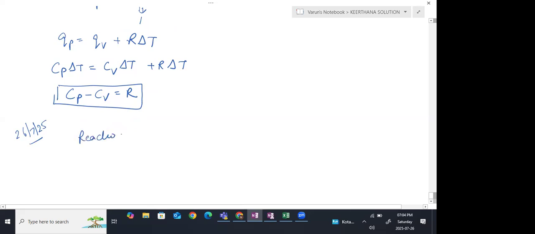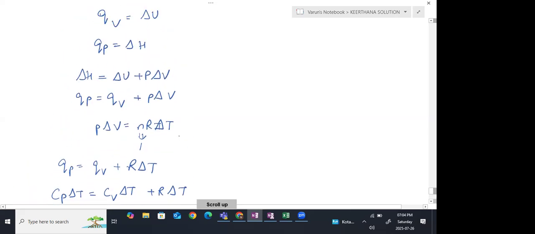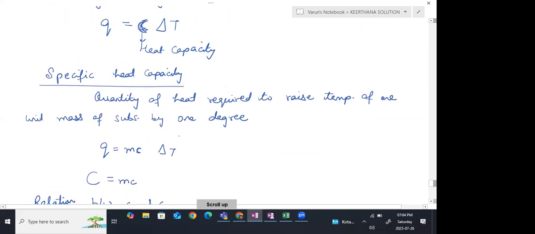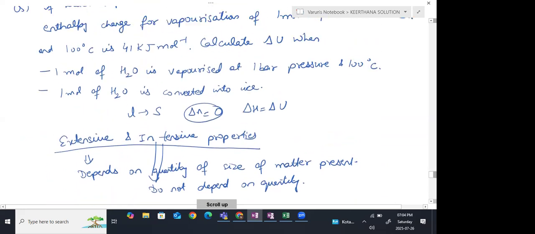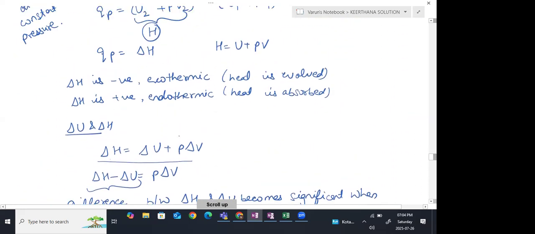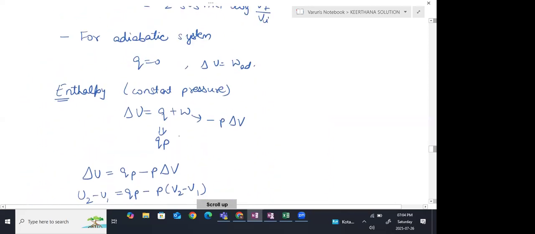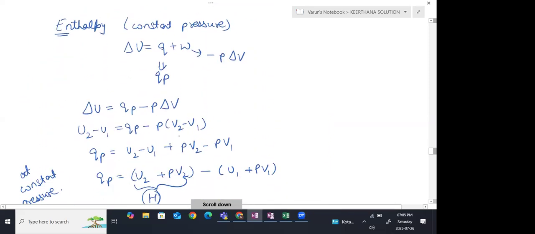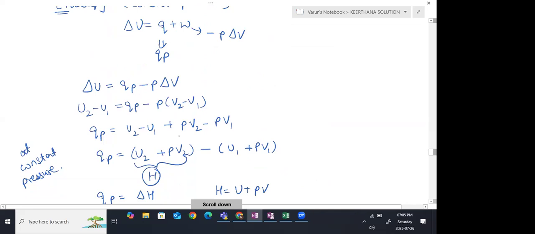Now, what is this reaction enthalpy? Enthalpy, we know, what is enthalpy? We have already discussed what is enthalpy. Whatever the amount of heat that a system has at constant pressure, we call it as enthalpy, right?